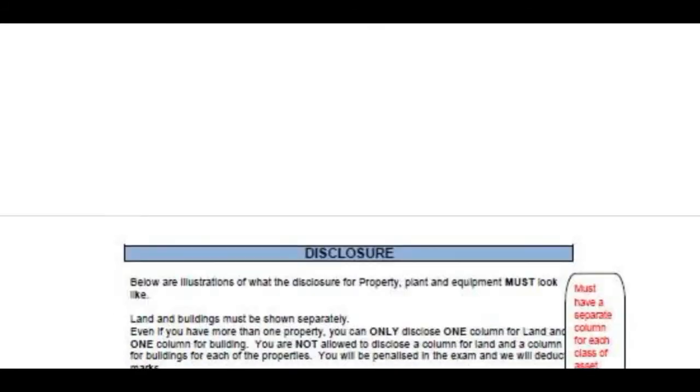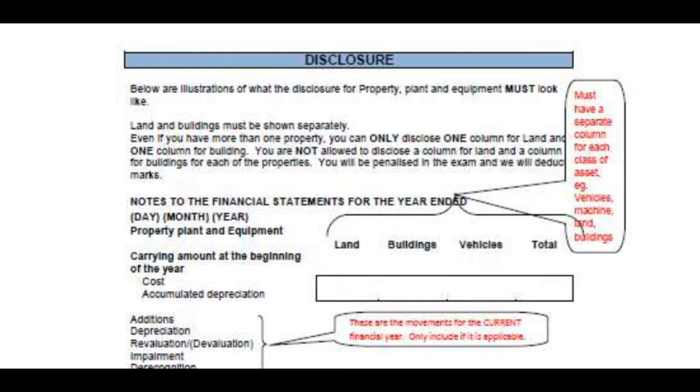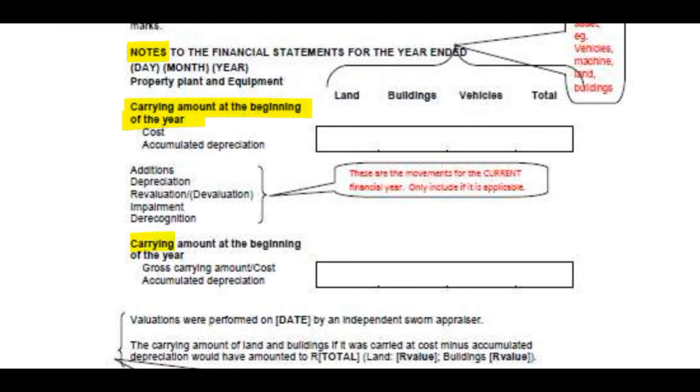Okay. Now, in terms of your disclosure, sorry, I see the image isn't very good. In terms of your disclosure, you have to include your note. You have to include your amount at the beginning of the year. You will have to include your amount at the end of the year. And remember your separate line items. There can be additions, depreciation, revaluation, devaluation, impairment, luckily none, and derecognition, luckily none. If you look at your impairment, remember this is your IAS 36 principles, your impairment learning unit.